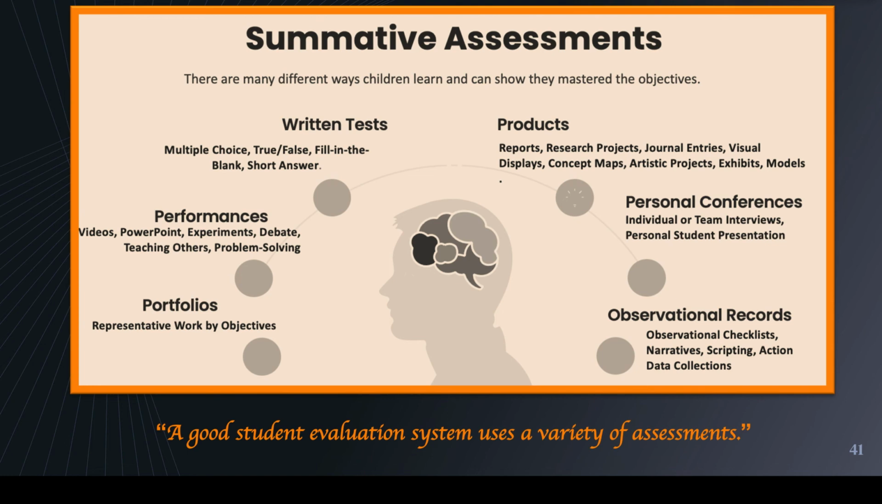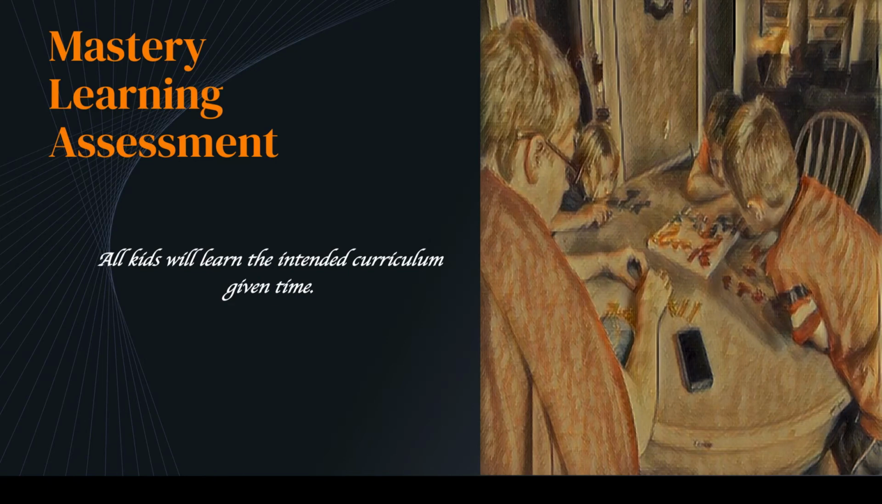In some instances, personal conferences or team interviews would do well, or you could, especially in PE, do observational checklists, narratives, data collection of how much they can do, and the like. So all different types of ways that you can decide whether or not a student learned what you said you were going to learn.